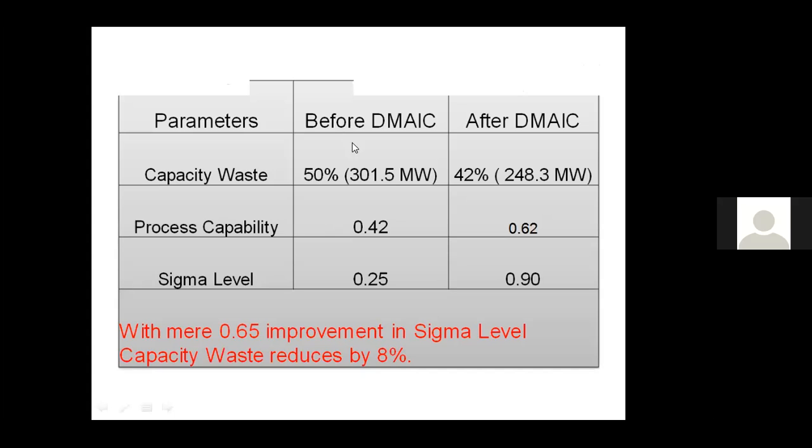This is before Six Sigma. In our Six Sigma project, capacity waste was almost 50%. It was brought down to 42%. Process capability was 0.42, improved to 0.62. Sigma level of the very poor performance was 0.25, but still it was managed that now the thermal power plant started working at 0.9, and the waste reduction improved by 8%. So these are two basic case study results which show that a lot of improvement can be done with Six Sigma.